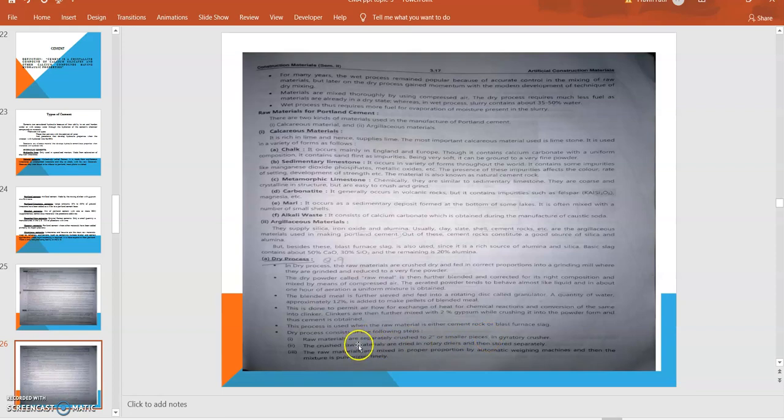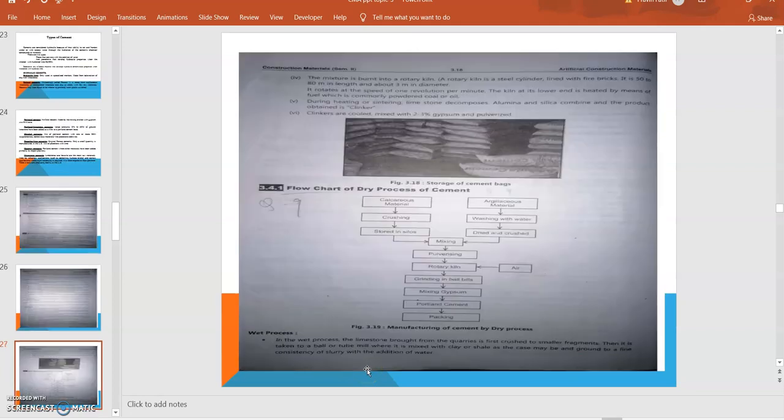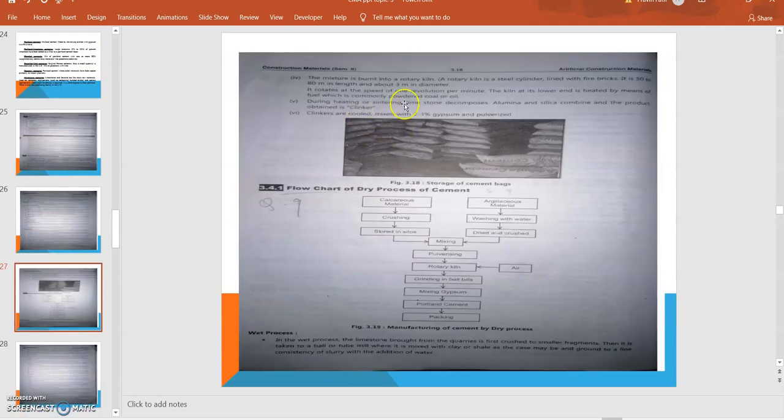The dry process consists of the following steps. First, the raw materials are separately crushed to 2-inch or smaller pieces in a gyratory crusher. Then the crushed raw materials are dried in rotary dryers. Then the raw materials are mixed in proper proportion by an automatic weighing machine, and then the mixture is pulverized. Then the mixture is burned in a rotary kiln.